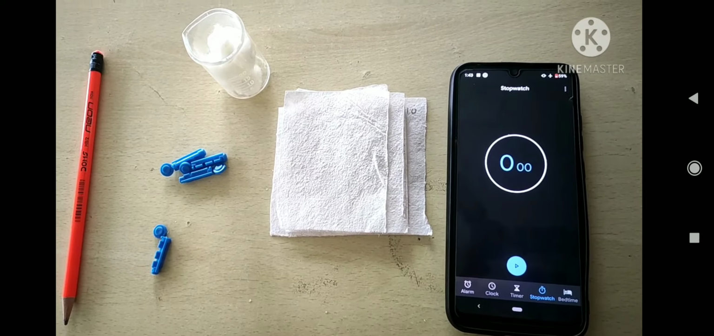After that we will need the filter paper, stopwatch, a sterilizing cotton swab containing 90% alcohol, and a pencil. Now firstly I will prepare the filter paper. I have already prepared one filter paper, in which I have made some marks of 0, 30, 60, 90, 120, 150, 180 and 210 seconds.